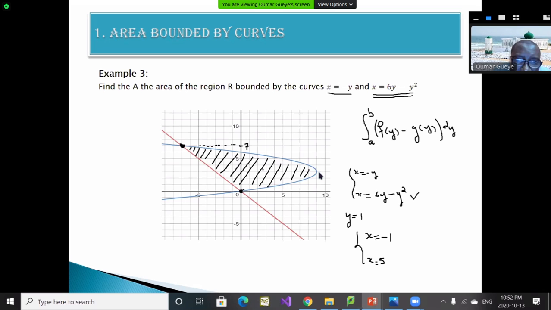But if the graph was given, you don't need to do the calculation here as I told you. In this case, don't say top minus bottom because the functions are in terms of y. You use top minus bottom if the functions are in terms of x, but in terms of y it is going to be right minus left because the greatest value is going to be on the right. In terms of x, the greatest value is going to be on the top. But in terms of y, the greatest value is going to be on the left. So that's why it's going to be left, and left is the blue curve, minus right, the line. Okay?